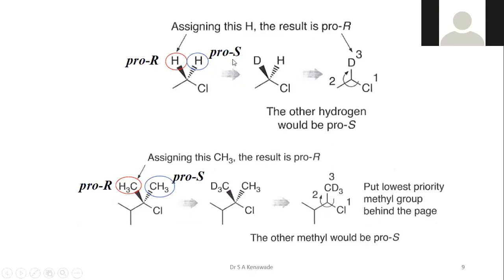In this molecule, this carbon is sp3, and there are two identical substituents, the hydrogens in the top direction and bottom direction. Assume the top hydrogen is replaced by its isotope deuterium, and if you assign the priority, chlorine has higher priority than the alkyl group, then deuterium. The direction is clockwise. Hence, the top side hydrogen is pro-R and the bottom side hydrogen is pro-S. You can assign it to all of these examples, and you will understand better.